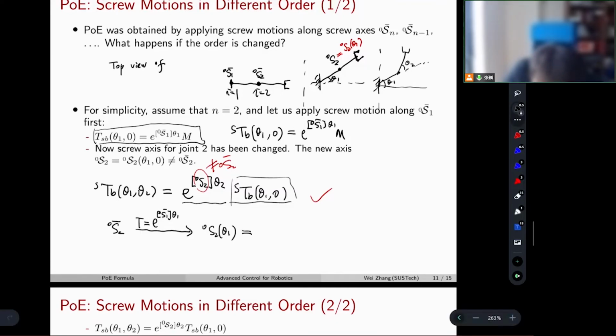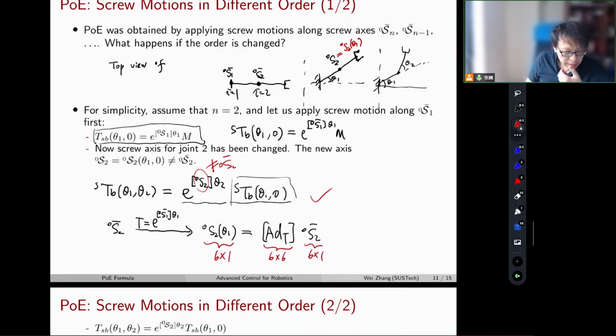So this is equal to, as we reviewed and introduced before, when you apply a screw motion, the screw axis will change, and that change is characterized by the adjoint of that operator, right? So that's S2 0 bar. In this case, you know that screw axis is a 6x1 vector, and this adjoint is a 6x6 matrix, right?